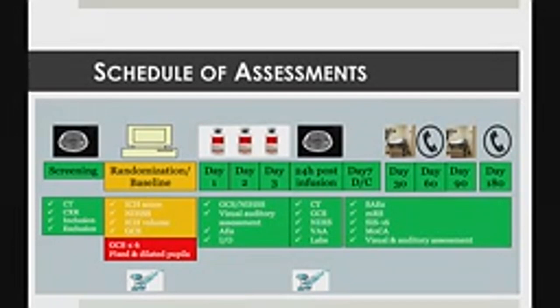Now, this is basically the study design. Patients come in, they're screened. Unlike any other hemorrhage trial, chest X-ray became an important part of our screening process. And then they get randomized, and then we treat them for 3 days. We decided to get imaging after this to look at what happens to the hemorrhage, what happens to the edema. And then we followed them up at 30 days, 60 days, 90 days, and 180 days to look at their outcomes.